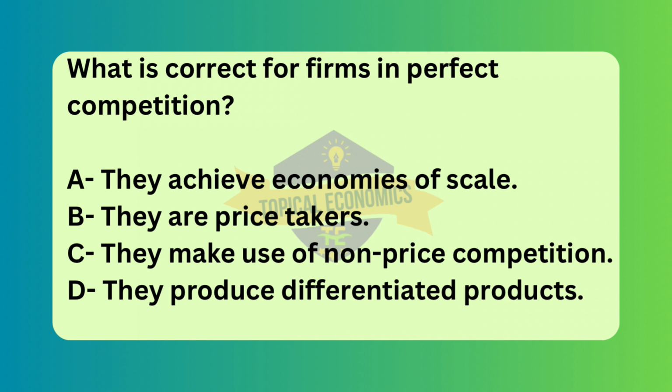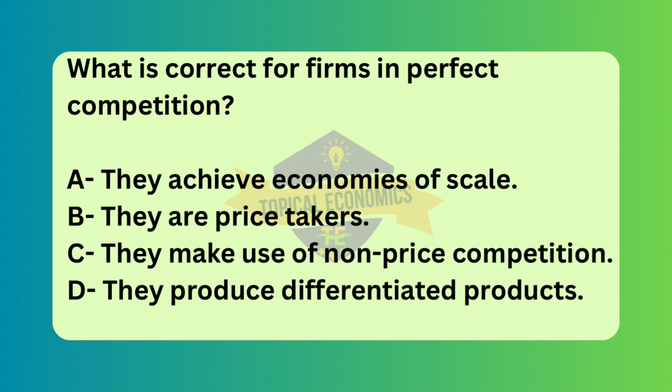Analyzing the other options. Option A. They achieve economies of scale. While firms in perfect competition can experience economies of scale, the model assumes many small firms that are typically unable to achieve large economies of scale because of the constant entry and exit of firms in the market.